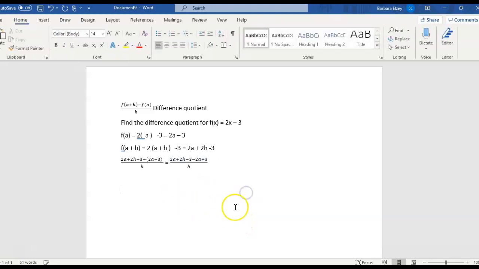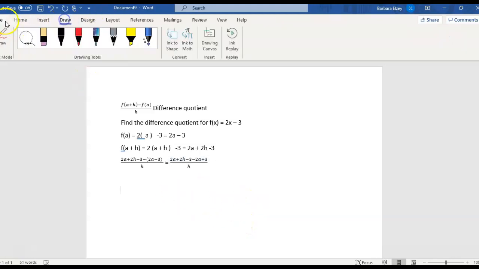Now you might notice something. 2a and negative 2a will cancel each other out. So this and this cancel each other out. Also, negative 3 and positive 3 cancel each other out. In fact, everything that was in these parentheses behind the negative sign will cancel out with something else if we've done things correctly.